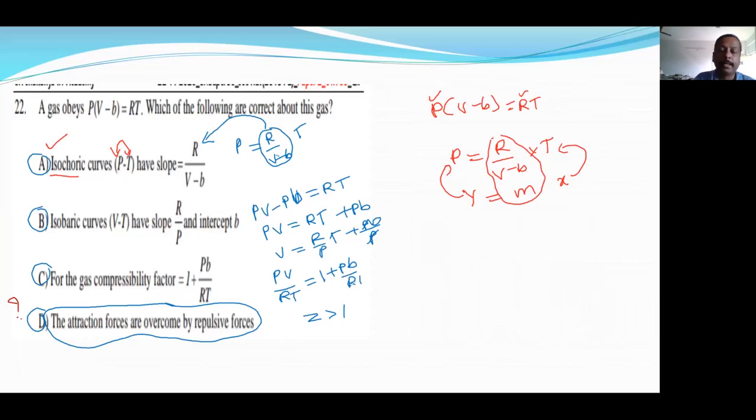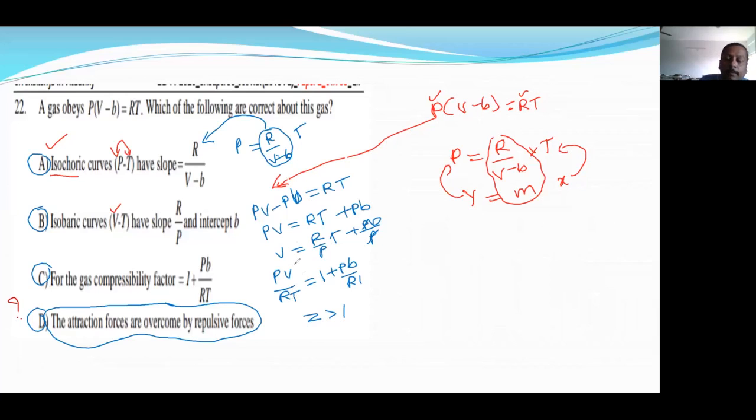Now next, let us see the second. Isobaric curves V-T have slope of R by P and intercept of b. So here we want the V value, so we cannot neglect multiplying this in this formula. After multiplying this inside, PV minus Pb is equal to RT. All of you concentrate on the explanation, after that you can note down. So PV is equal to Pb, sent that side, RT plus Pb, V is equal to RT by P cross multiplied.